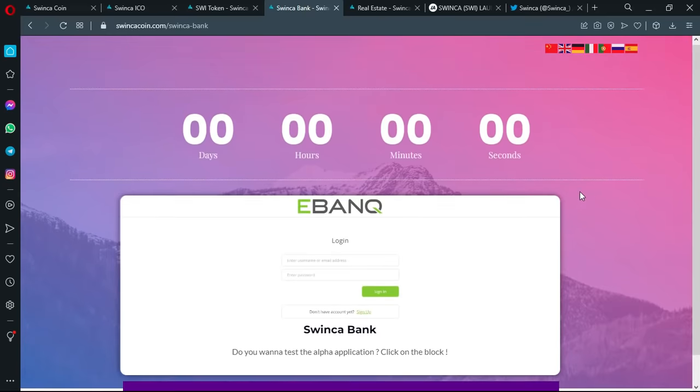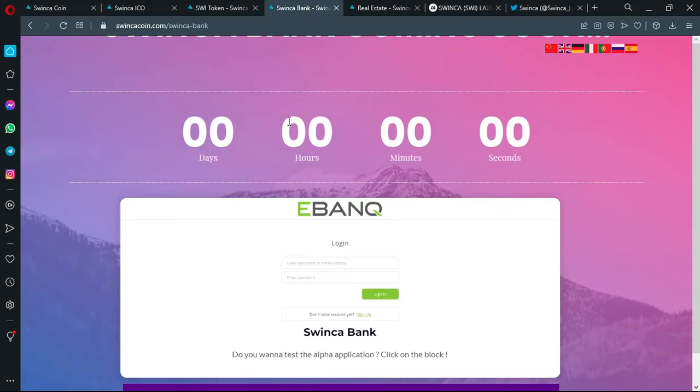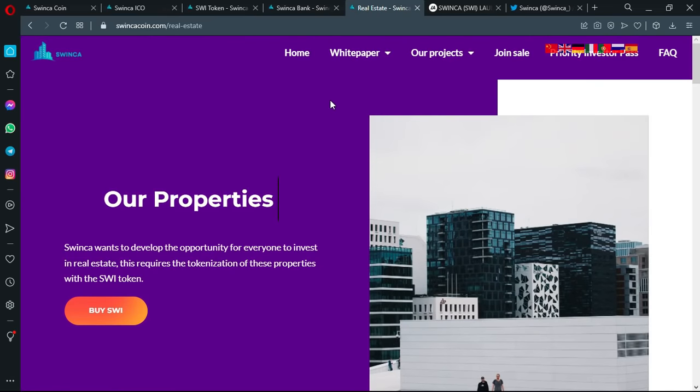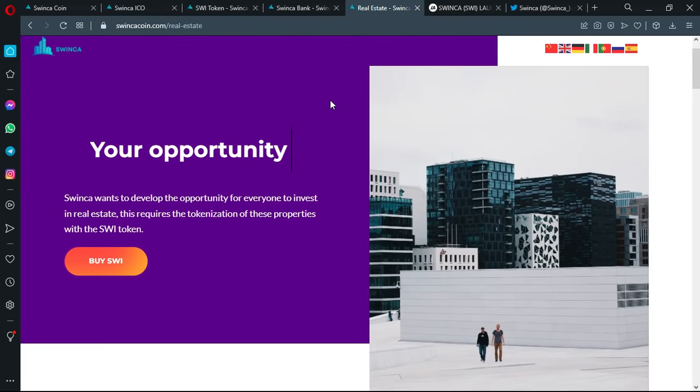You have it under construction, so you will have to wait until they complete it. And you have the real estate product, which means that they want to develop the opportunity for everyone to invest in real estate. This requires the tokenization of these properties with the SWI token.